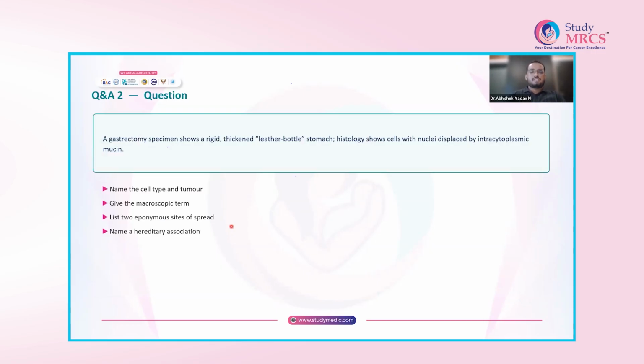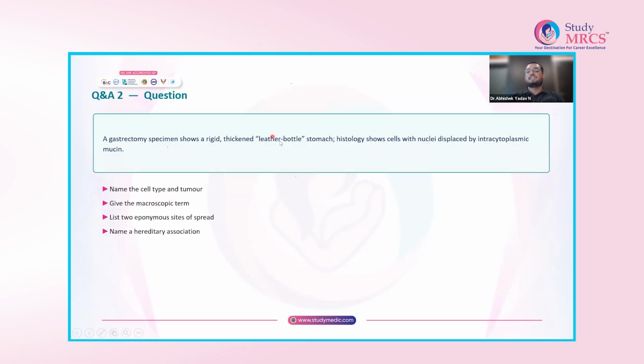Then the second station: there is a gastrectomy specimen showing a rigid, thickened, leather bottle stomach, histologically showing cells with displaced nuclei and the presence of intracellular mucin. Name the cell type and the tumor. So leather bottle appearance, nucleus being displaced, mucin deposition: all this favors the cell type being signet ring cell. The tumor will be a diffuse type adenocarcinoma of the stomach.